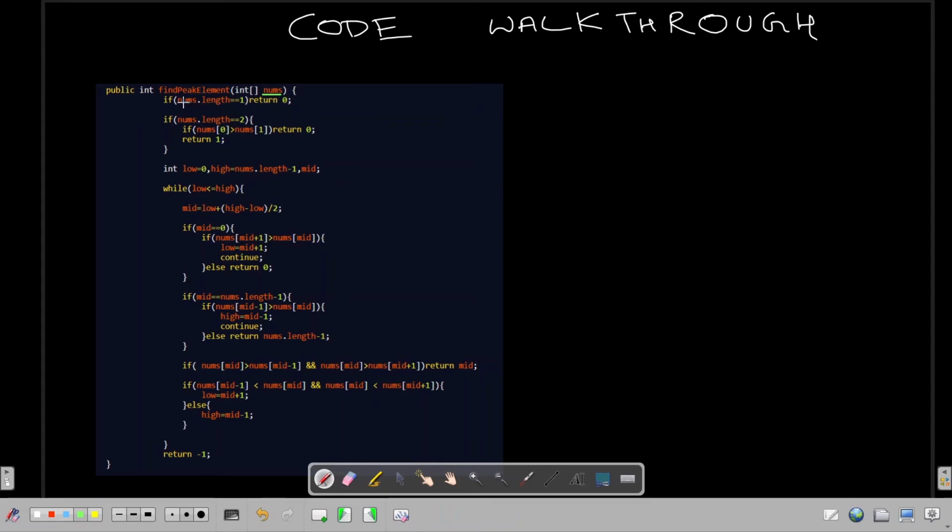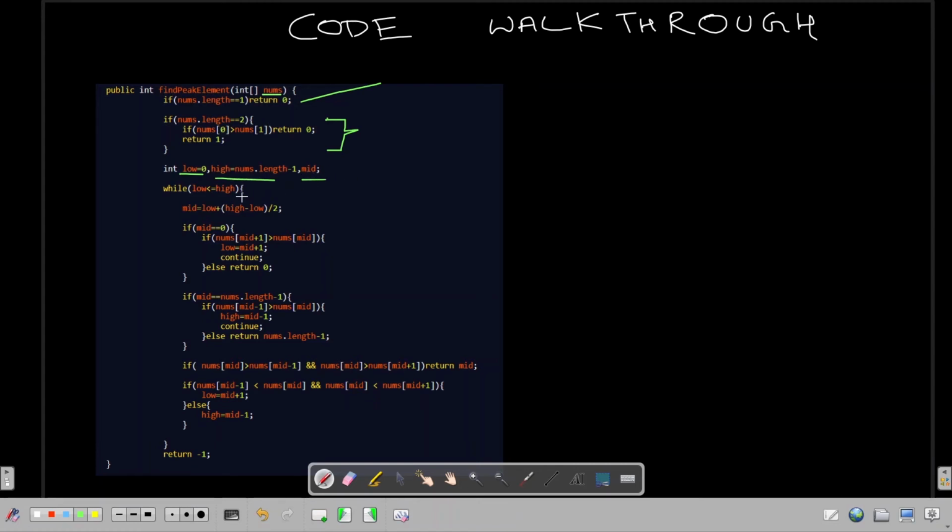First one is the base condition. If nums.length is 1, if we have only a single element, obviously that element is the peak of the mountain and it will directly return. Similarly, if length is 2, this is also another base condition, like the maximum of them would be the peak, right? So I have written this here. Okay, so this is the classic 3-pointer binary search algorithm in which there is a low pointer, a high pointer, and a mid.